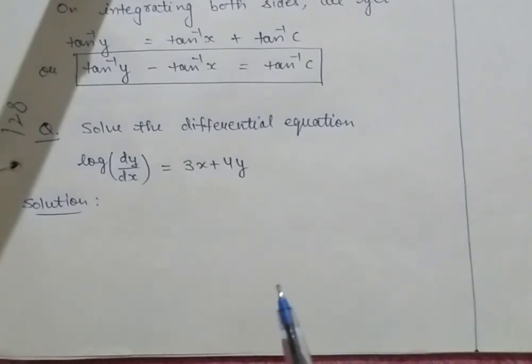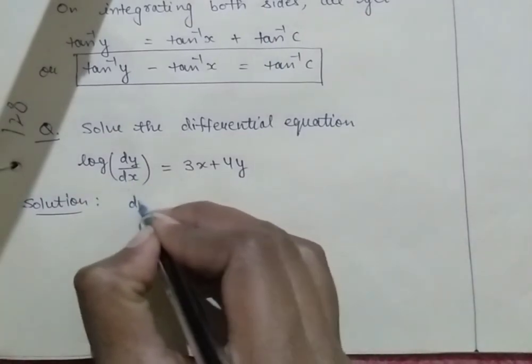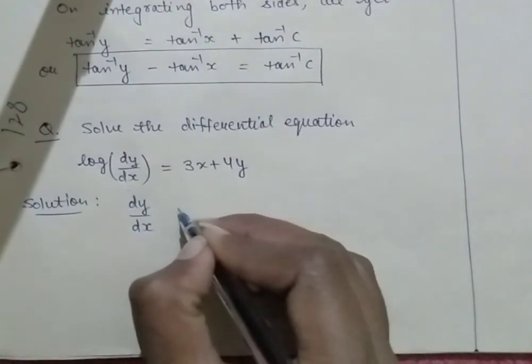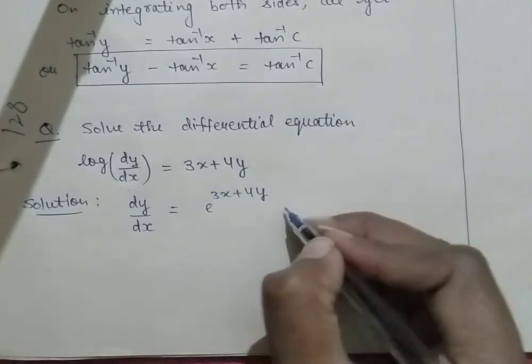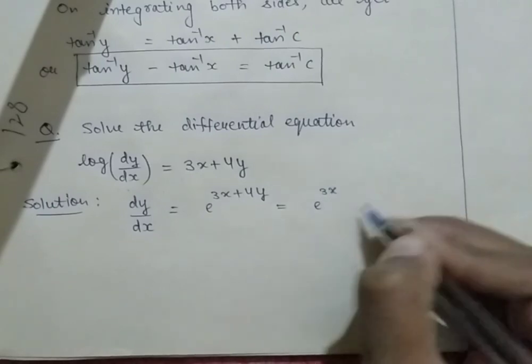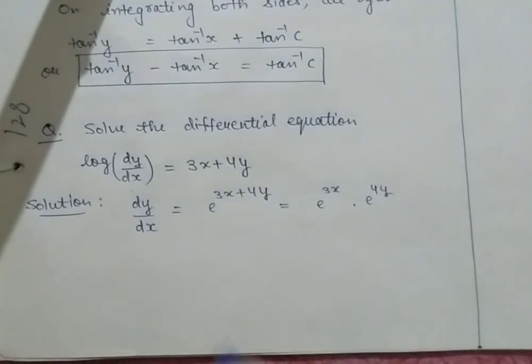Solve the differential equation log dy by dx equal to 3x plus 4y. We can write this equation as, if we take the exponential on both sides, dy by dx equals e raised to the power 3x plus 4y. Or this can be written as e raised to the power 3x into e raised to the power 4y. Now we can separate variables.